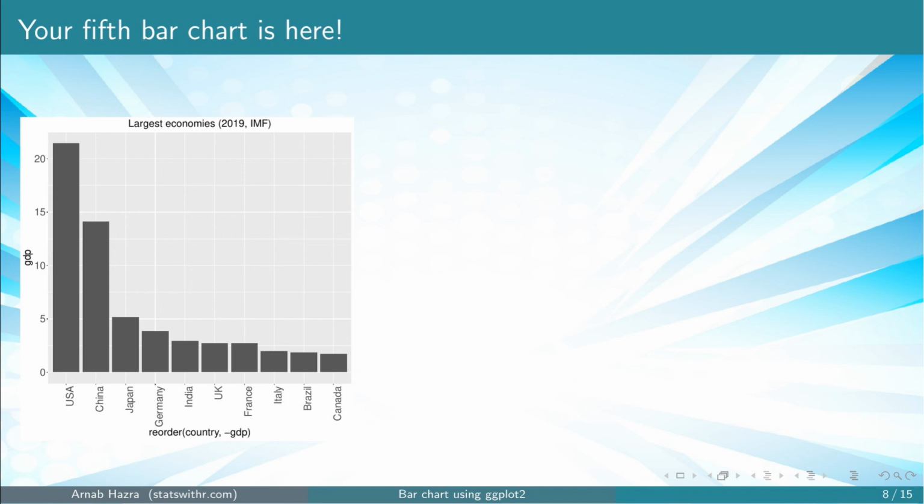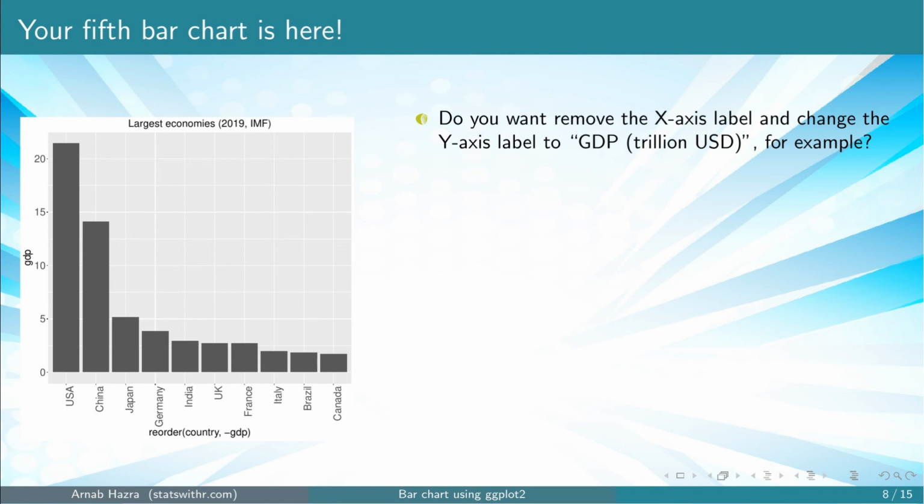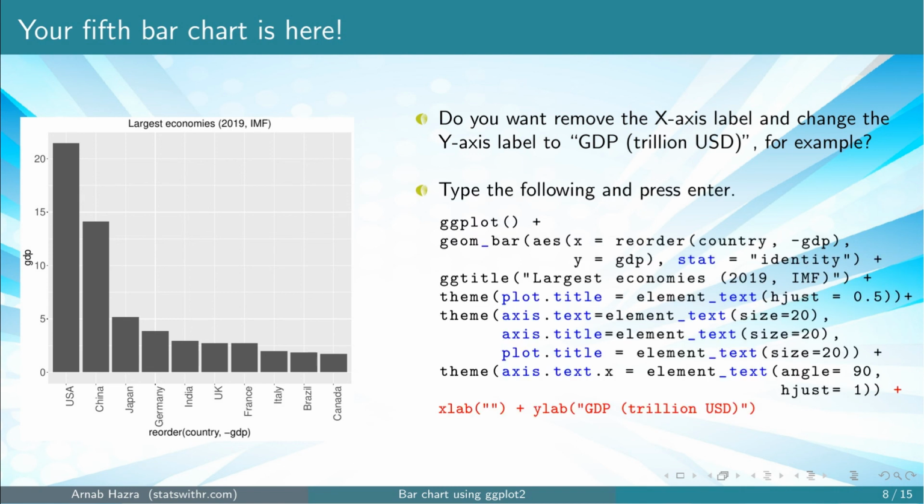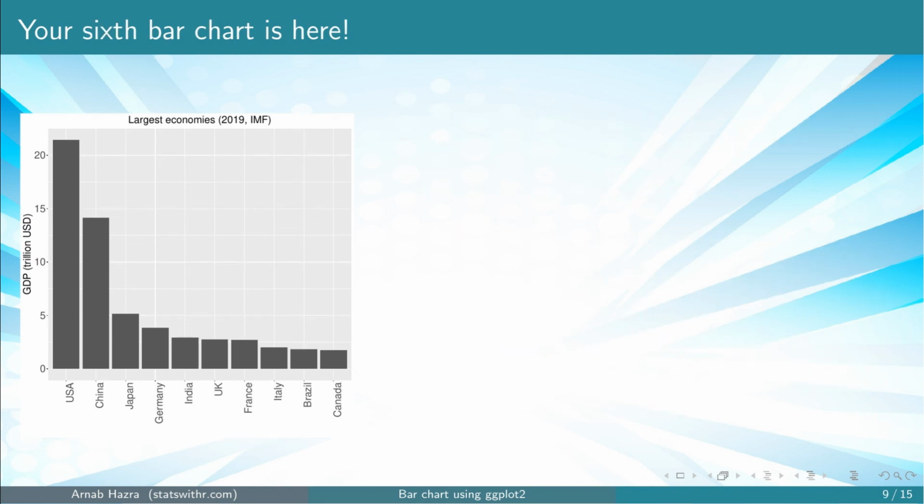Next, you can see that the axis titles are just the names of the arguments within the aesthetics of the function geom_bar. For making this figure a presentation quality one, let's make some changes. The x-axis label is not necessary, and so you might want to remove it and change the y-axis label to say GDP in trillion USD. To do that, add the line xlab blank quote plus ylab GDP in trillion USD within quotes. Now press enter. Okay, you get your sixth bar chart.